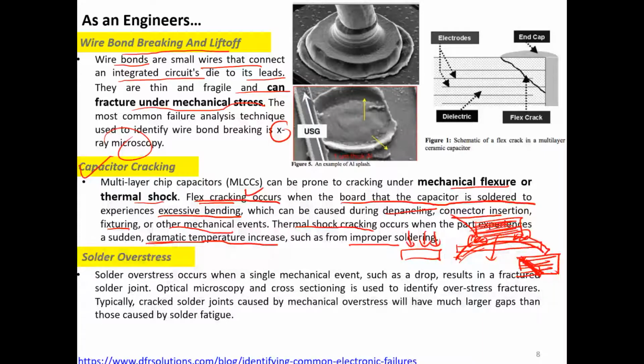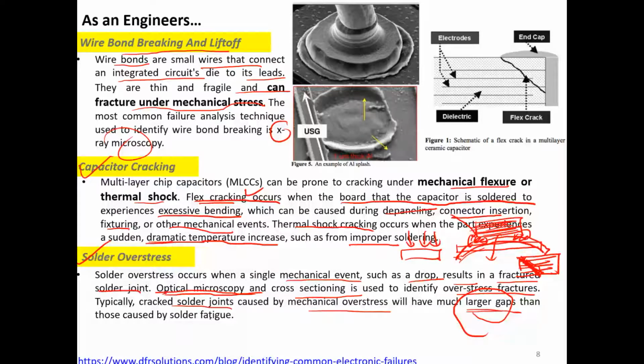Another thing is solder overstress. Solder overstress occurs when a single mechanical event such as a drop results in a fractured solder joint. It's almost similar to the capacitor cracking during the soldering process. We use an optical microscope and cross-sectioning to identify the overstress fracture. Typically, a cracked solder joint caused by mechanical overstress will have a much larger gap. So to identify the failure on that particular part, we look for the larger gaps compared to the other parts.